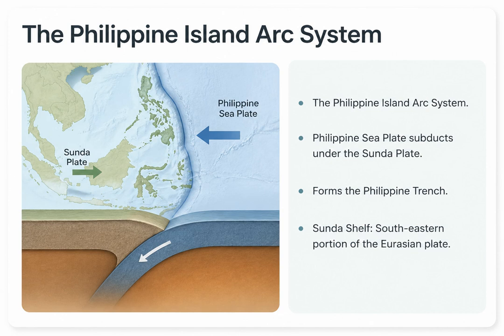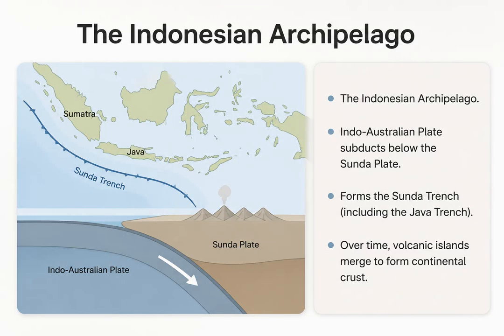The Sunda Plate itself is part of a larger region known as Sundaland, which was exposed land during ancient times when sea levels were much lower. Similarly, the massive Indonesian archipelago was formed by ocean-ocean convergence. In this region, the Indo-Australian Plate is subducting below that same Sunda Plate. This creates the Sunda Trench, with the famous Java Trench being a major section of it.